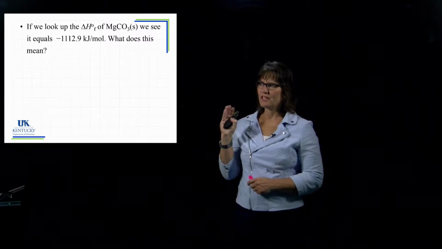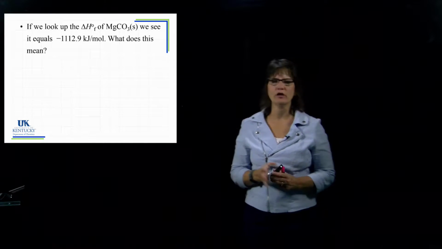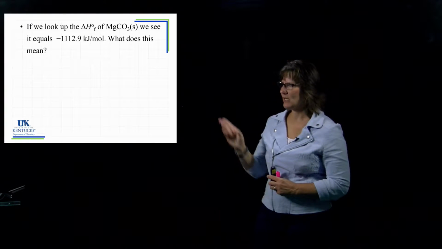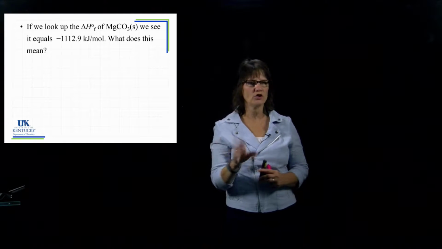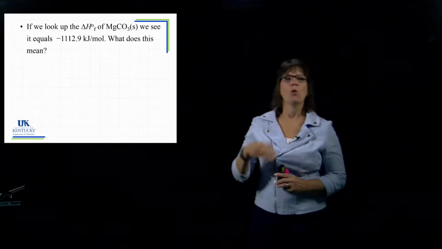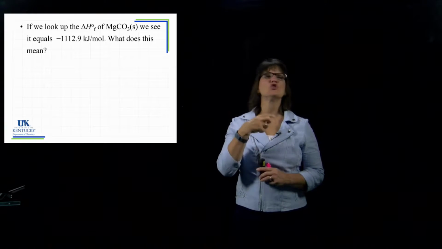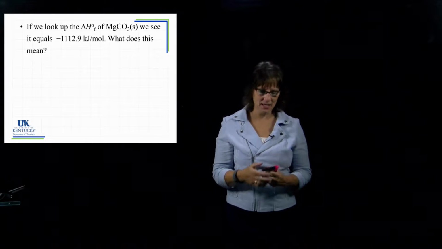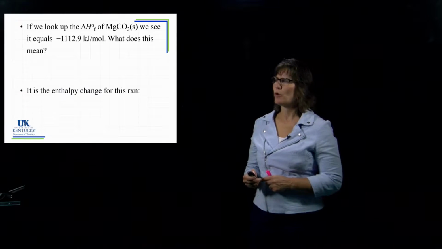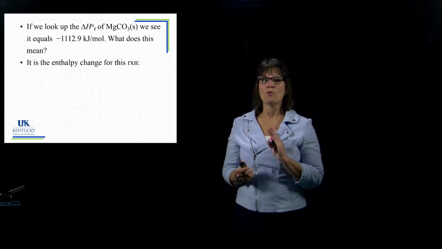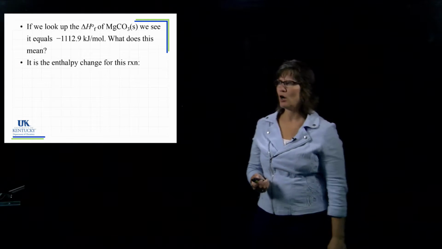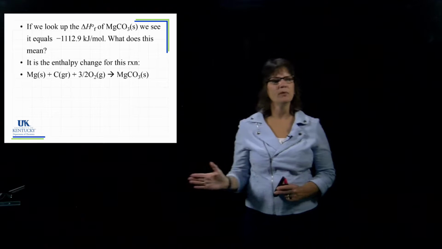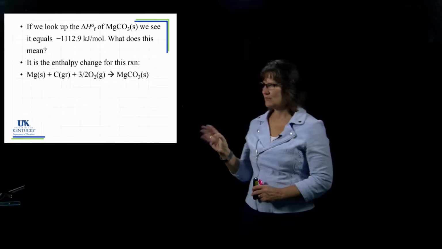When I look up the delta H of formation of magnesium carbonate, that's all it'll say. It'll say magnesium carbonate, and then it'll have a value for the delta H of formation. And let's say when we look it up, it's a negative 1112.9 kilojoules per mole. What we need to understand is what this means. I don't want you just using numbers to solve these problems. I want you to understand the underlying meaning of enthalpy of formation. So what we are going to do is form 1 mole of the magnesium carbonate. Okay, so we would put that magnesium carbonate on the right-hand side, and then the elements that make it up on the left-hand side.